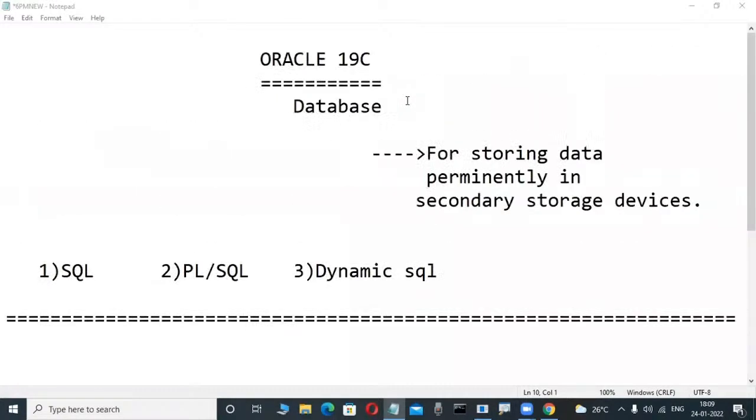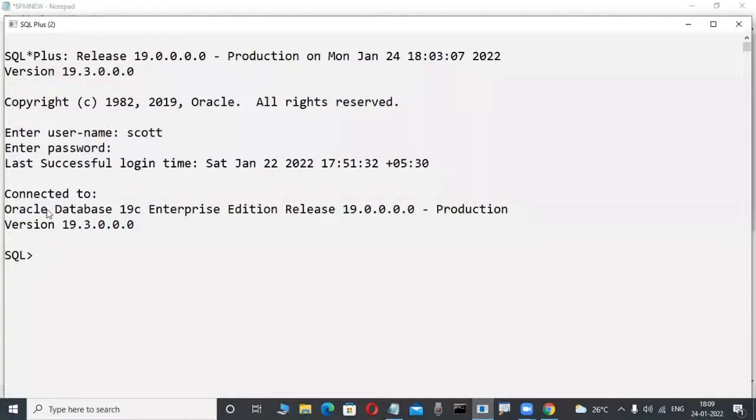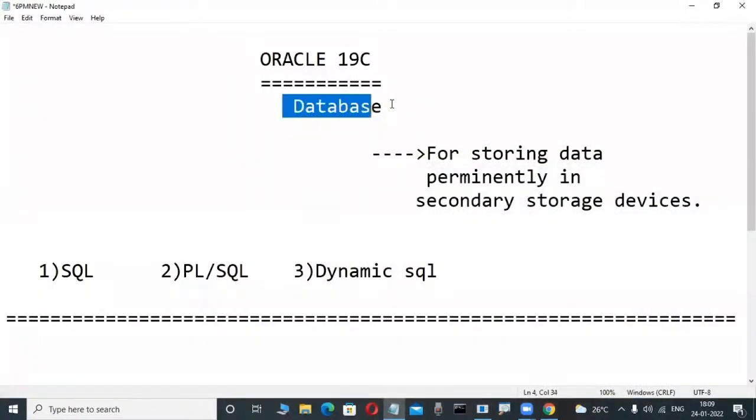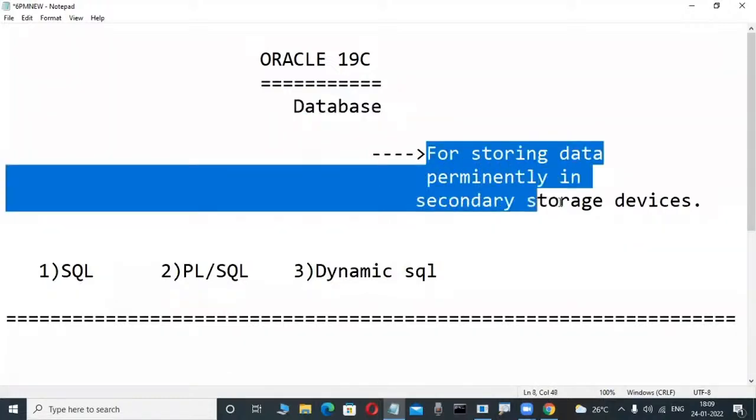Concentrate here. Anybody who did not attend the previous classes, don't be afraid, don't worry. Simple. Oracle is a product from Oracle Corporation. 19c is a version. Don't worry. This Oracle is a database product. This is just the idea and purpose for newcomers. What is the purpose of this database product? For storing data permanently in a hard disk.